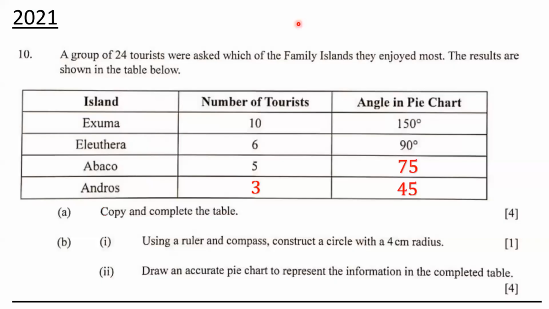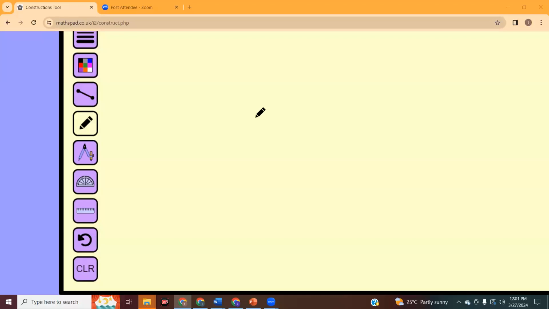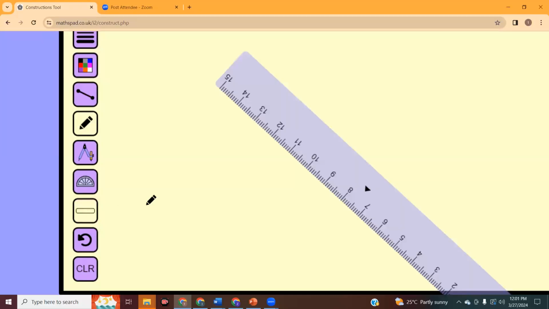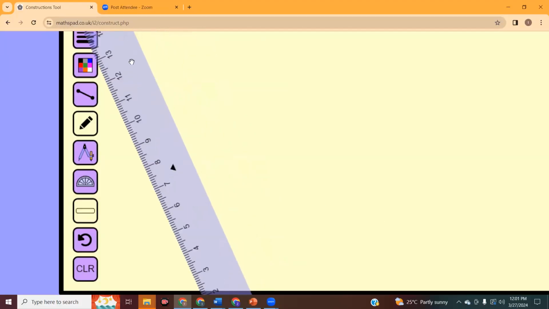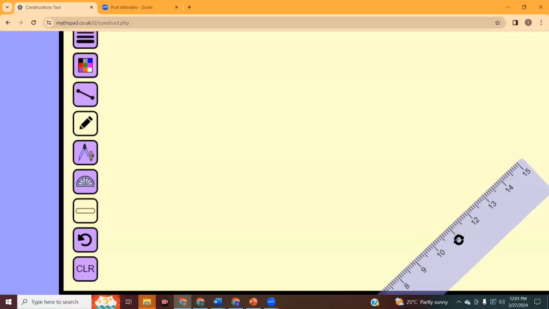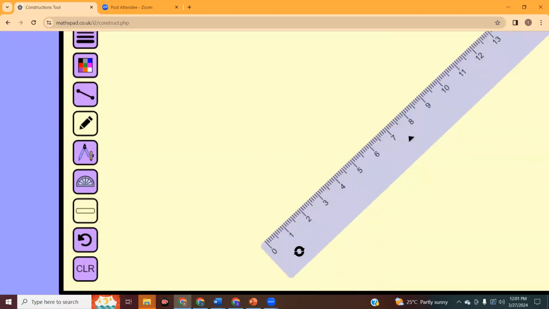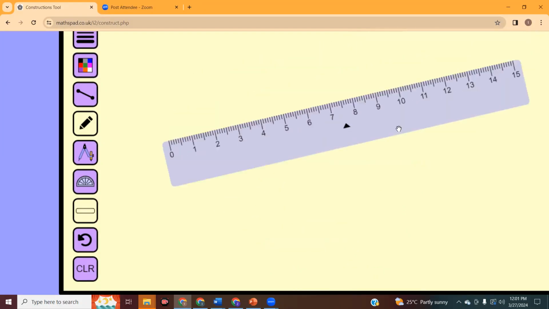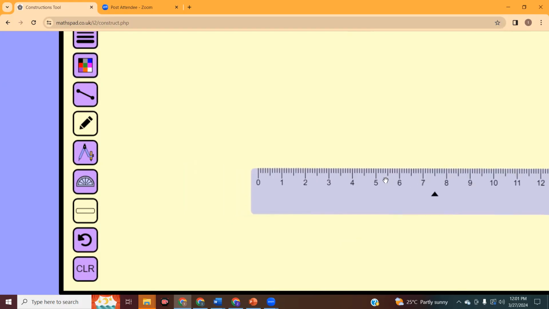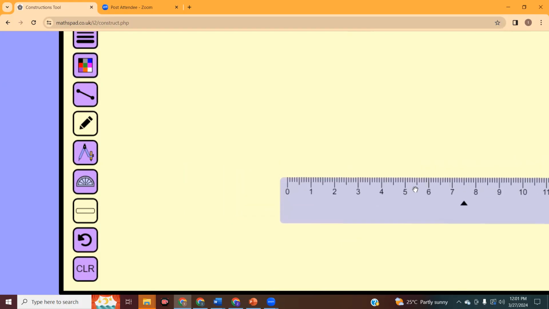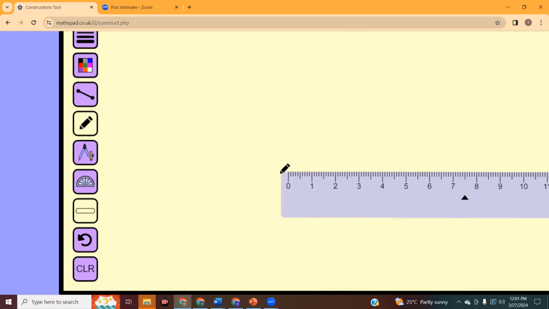Remember that the angles that we want are 150, 90, 75, and 45. Okay, so here we have our construction tools. We're going to get our ruler. They say that they want a radius of 4 centimeters. So we have our ruler here, and it's going to be right here. We want a radius of 4 centimeters, so let's start right here.